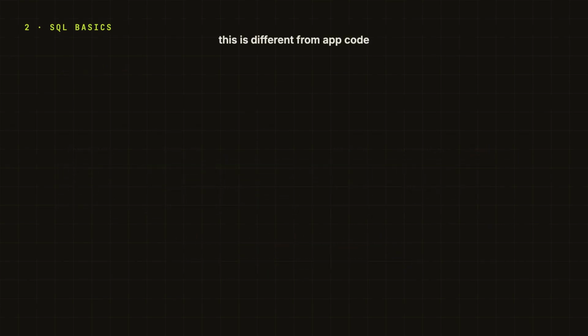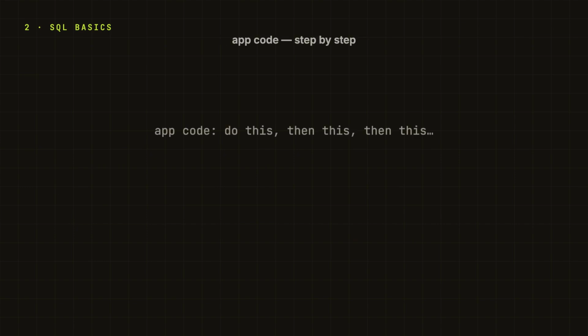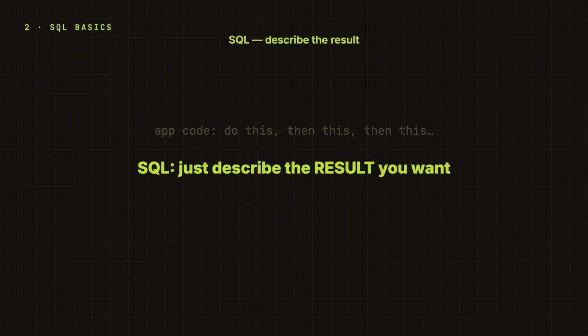That is already different from app code. In app code, we usually tell the machine step by step. In SQL, we describe the result we want. It is more like making a demand: give me this shape.